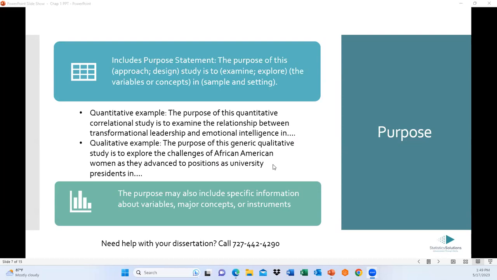So to use the same example that I just used with the research problem, we need more qualitative research on why special education teachers leave the field. Your purpose statement for something like that would read, the purpose of this qualitative study is to explore the reasons why special education teachers leave the field. Now they're related and they need to align, but there's a different focus and a different construction.